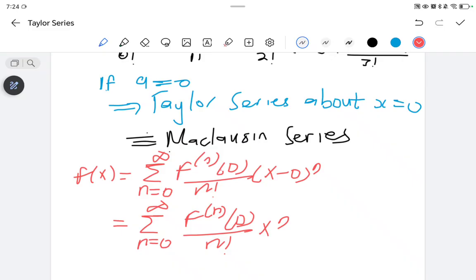So is there any question that I can get before we try to compute? Any question? Before we try to do some examples of this Taylor series. Any question?